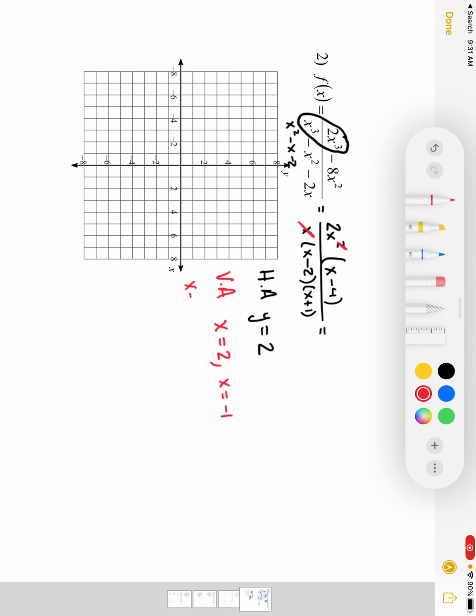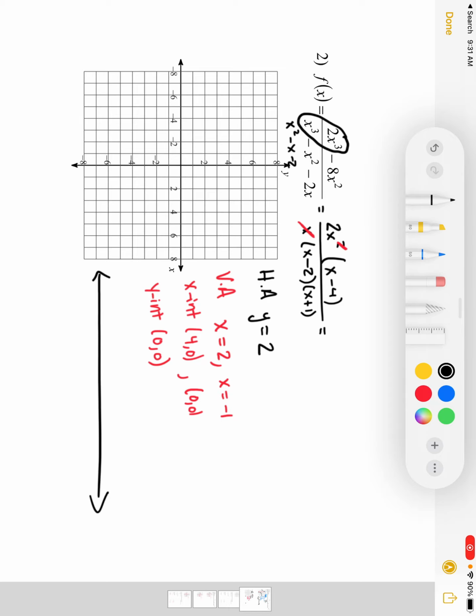We're going to have an x-intercept at (4, 0), and we're going to have another intercept at (0, 0). So then the y-intercept: anytime (0, 0) is your x-intercept, (0, 0) is also going to be your y-intercept. So next we have vertical, horizontal, x-intercept, y-intercept. Oh yeah, we can make our little sign chart.